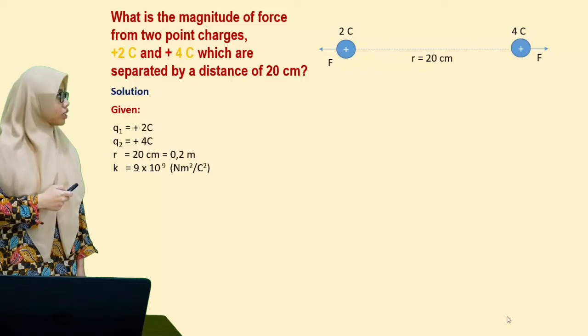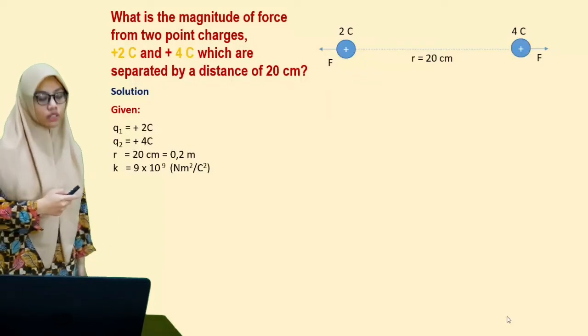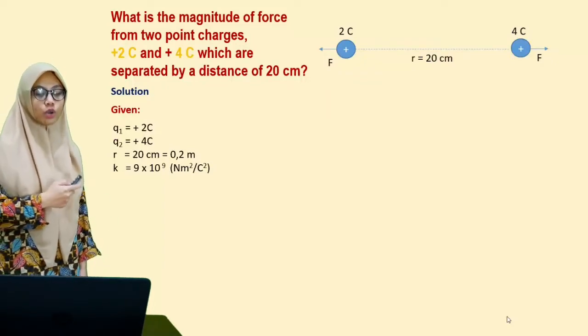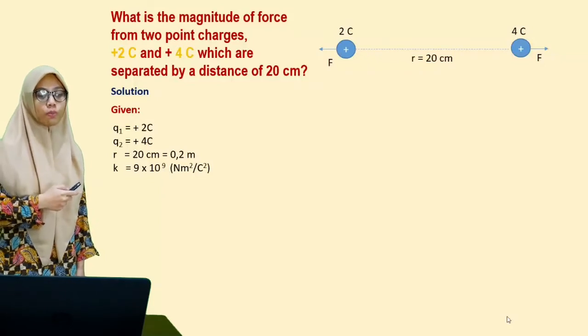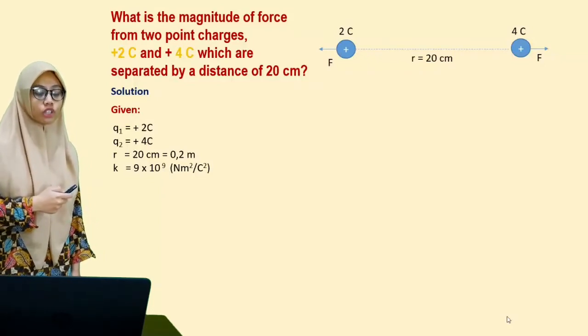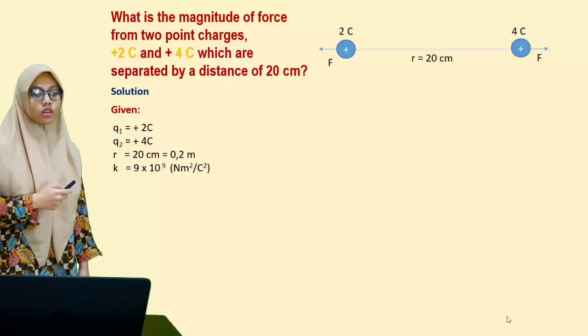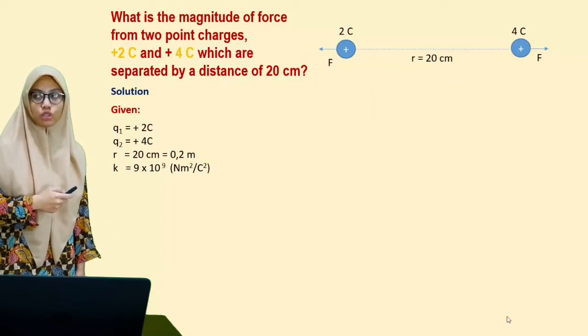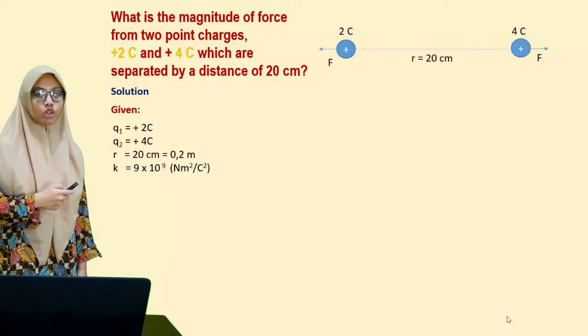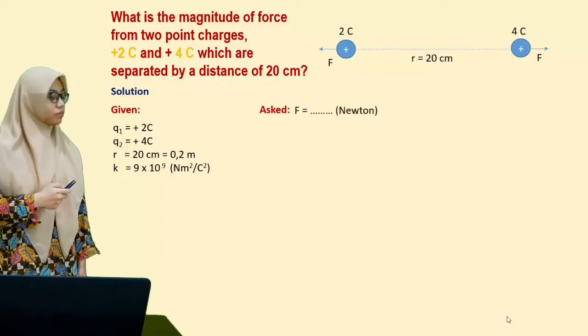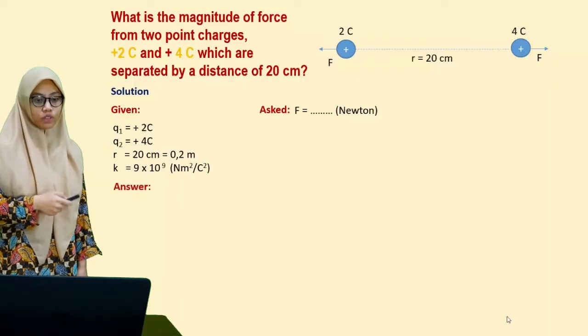This is still centimeters, so you must change it into meters. 20 centimeters equals 0.2 meters. And the K for the constant is 9 cross 10 to the power of 9, with unit Newton meter squared per Coulomb squared. Okay, now what about the asked? The asked is F, with Newton for the unit.